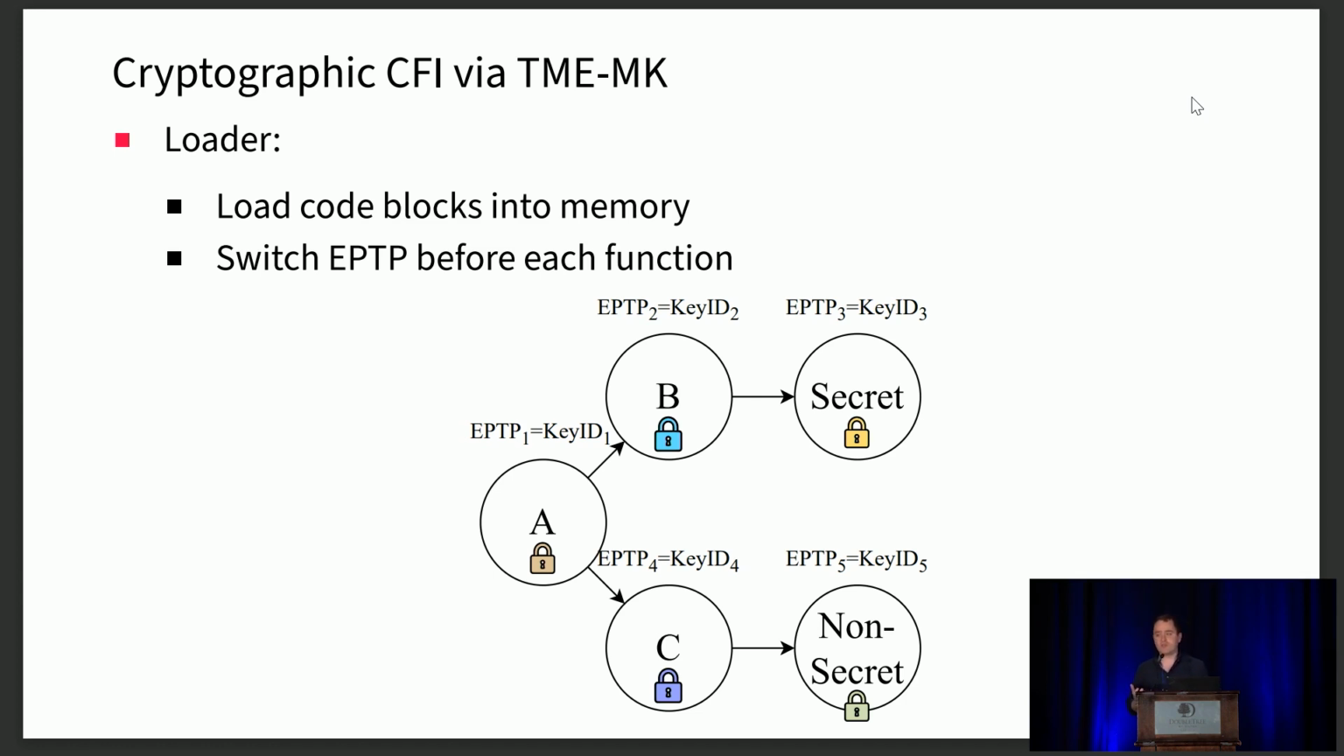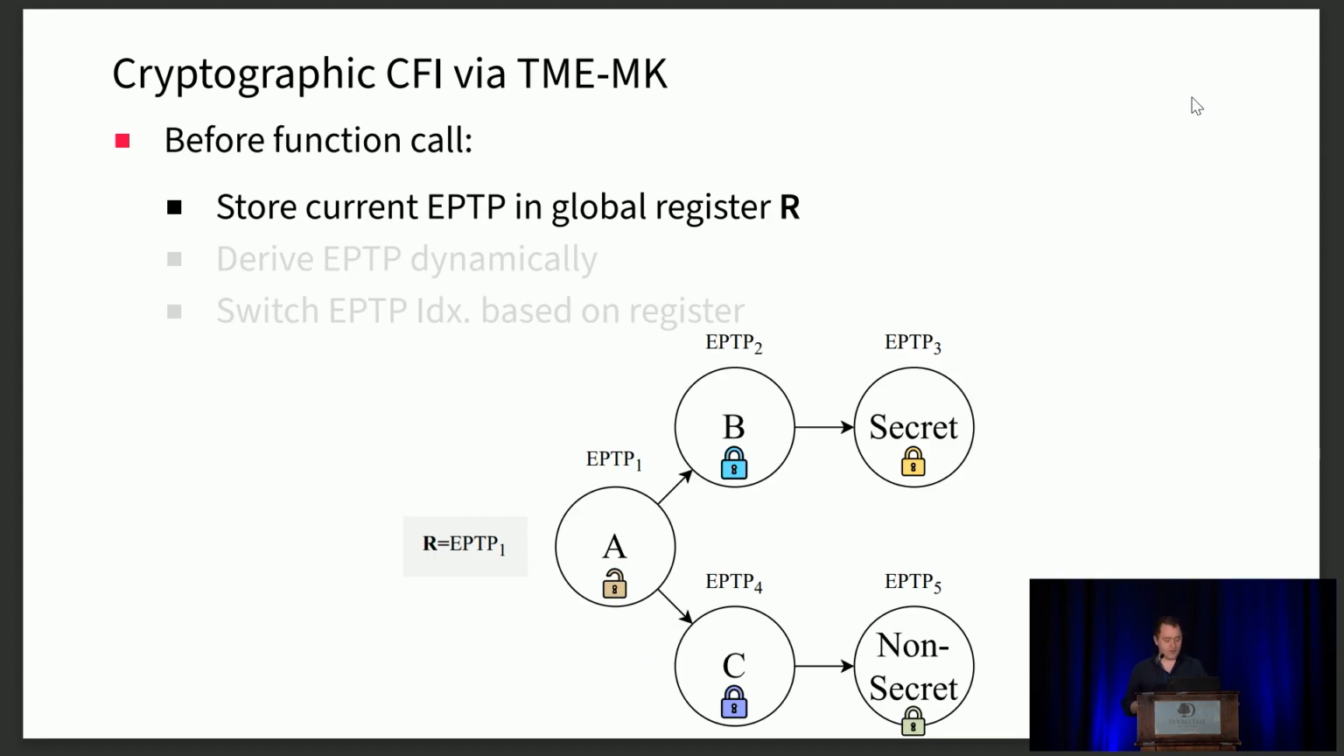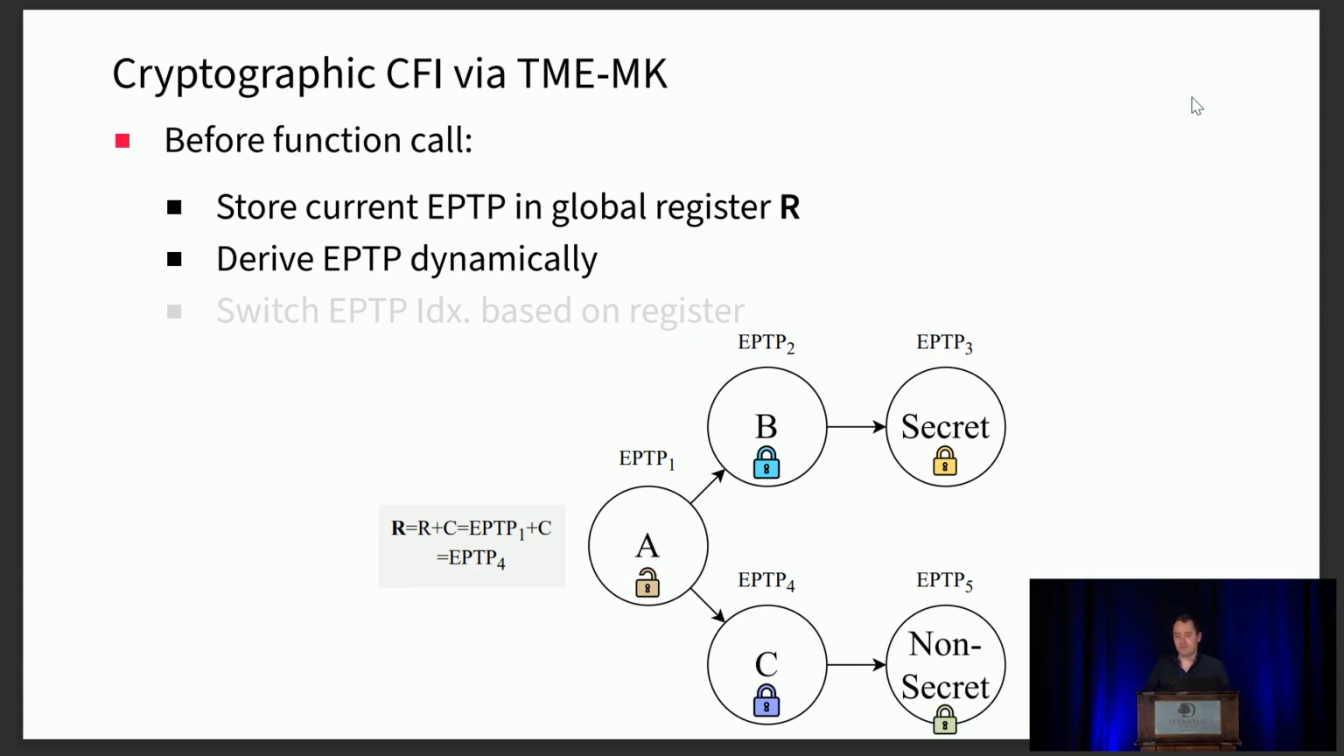When we're done loading the program code, we have ensured that each code block is encrypted with a different key. At runtime, we just need to make sure that the extended page table we used previously is already active. So if we go from A to C, we need to make sure that the extended page table for the violet key is actually in place. How do we do this in more detail? Well, we introduce a global register R. This global register R stores the current extended page table pointer. This extended page table pointer maps to an extended page table, which consists of a key. What we do then is derive this EPTP dynamically.